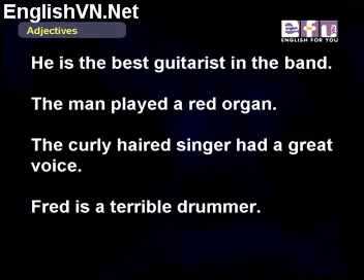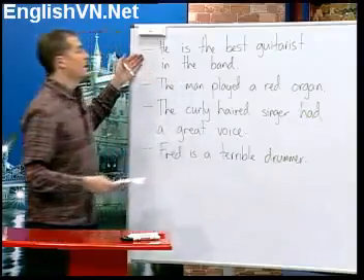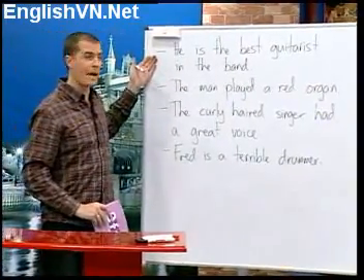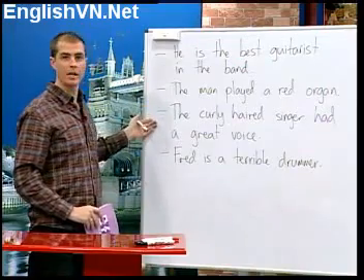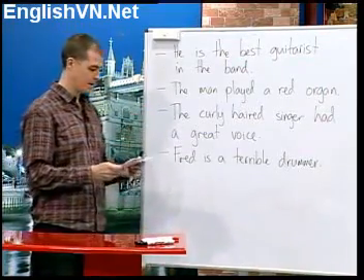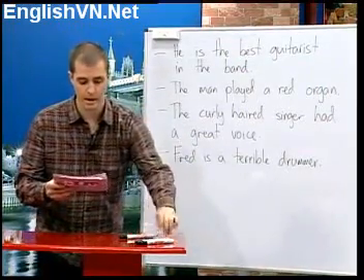And the last one, Fred is a terrible drummer. He is the best guitarist in the band. The man played a red organ. The curly-haired singer had a great voice. Fred is a terrible drummer.